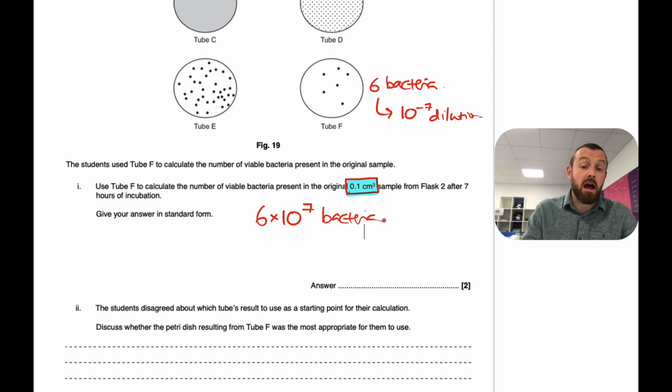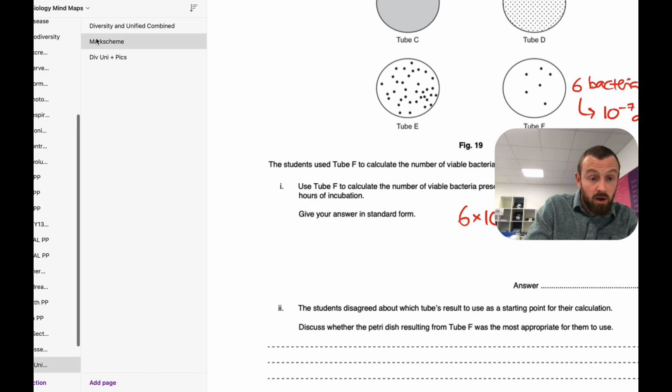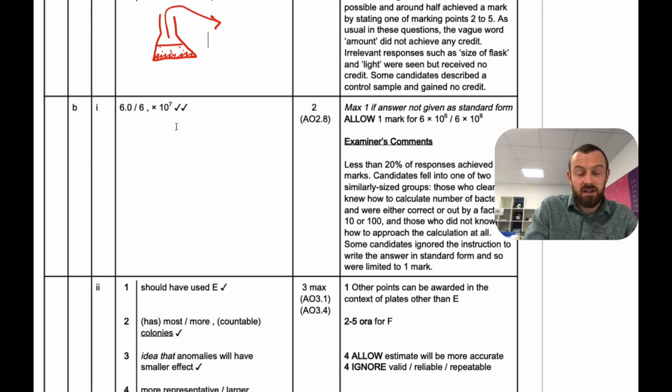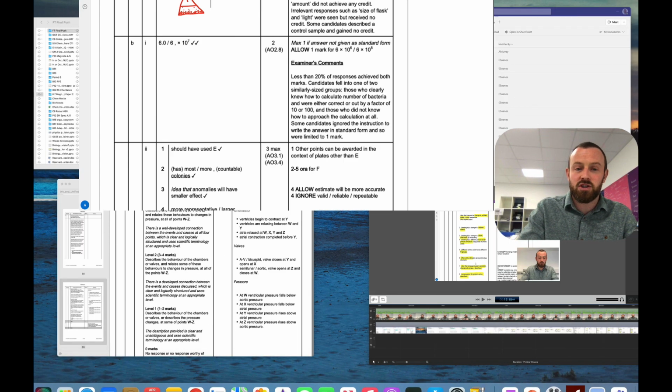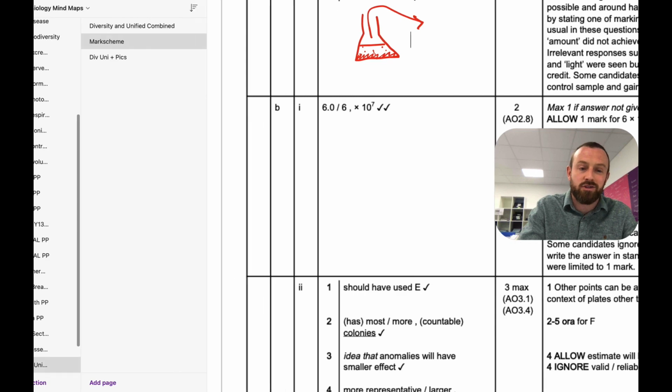Okay, and that's your answer. The mark scheme, 2 marks for that. 6 times 10 to the 7, or 6.0 times 10 to the 7. And if you were just 1 out, you could have got a mark. So if you said 6 times 10 to the 8 or 6 times 10 to the 6, you could have got a mark. And basically it was quite tricky.